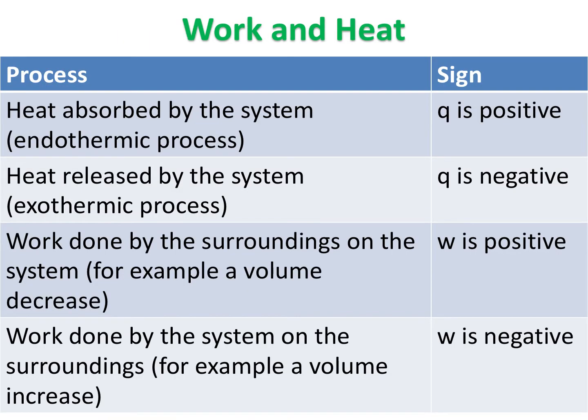Work and heat and their signs. If heat is absorbed by the system, which is an endothermic process, Q is positive. If heat is released by the system, which is an exothermic process, Q is negative. When work is done by the surroundings on the system, for example, a volume decrease in the system, W is positive. When work is done by the system on the surroundings, for example, a volume increase by the system, W is negative.